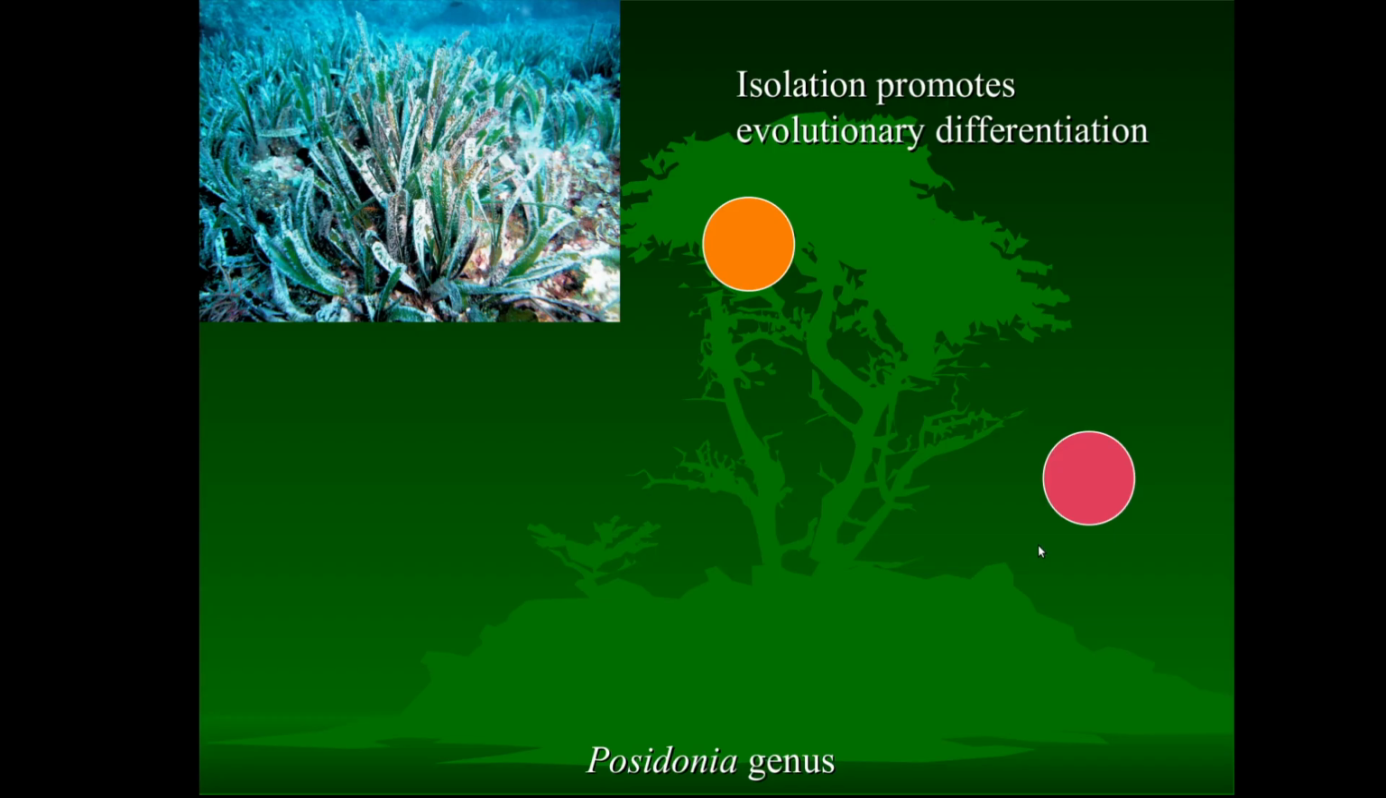And of course, the Posidonia genus is another prime marine example. The Mediterranean species has evolved obvious morphological differences from the Australian species, and there's a large barrier to gene migration between the two locations.